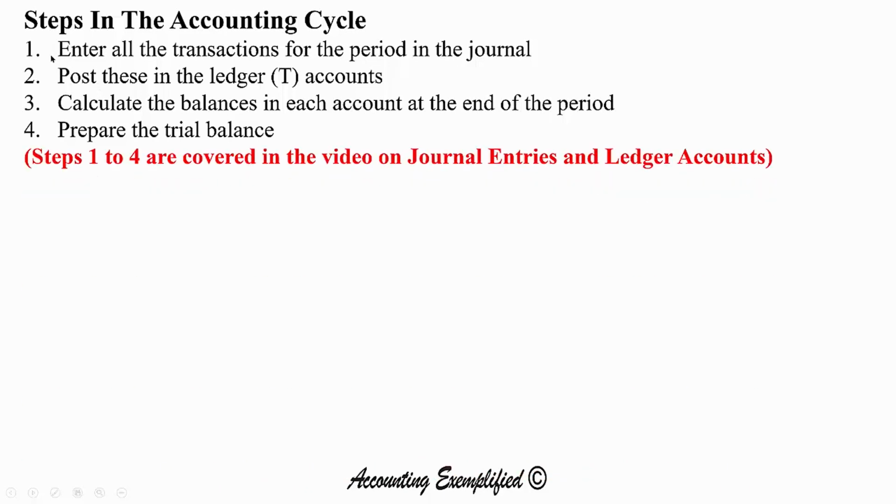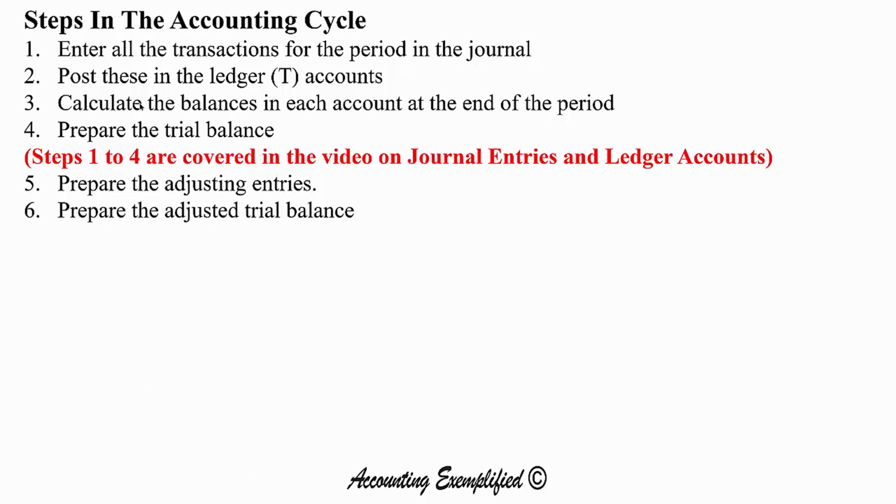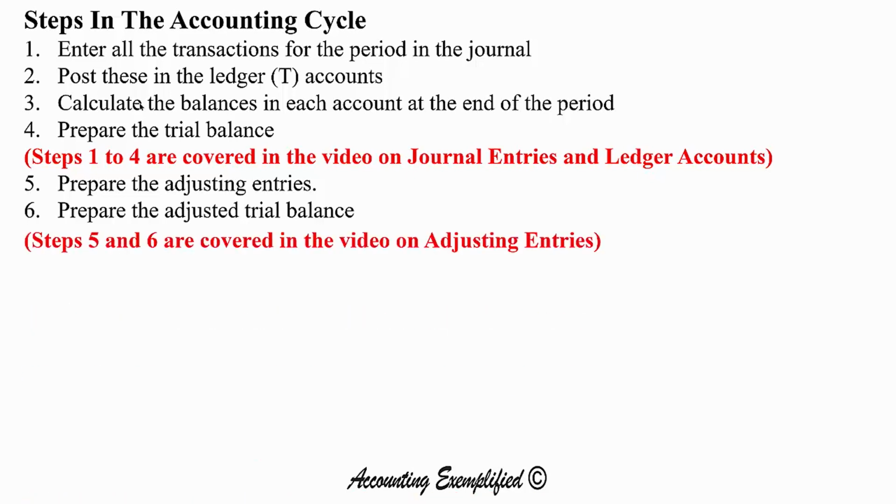Now, steps 1 to 4 are covered in the video on journal entries and ledger accounts. That is lesson number 2. The next step is to prepare the adjusting entries. After all the accounts that needed to be adjusted are adjusted, now the company prepares an adjusted trial balance. Step 5 and 6 are covered in the video on adjusting entries.